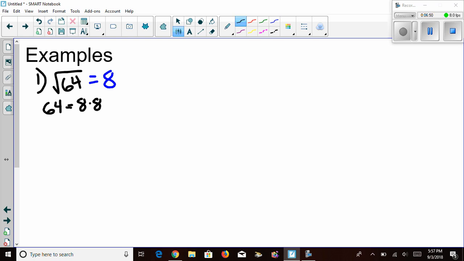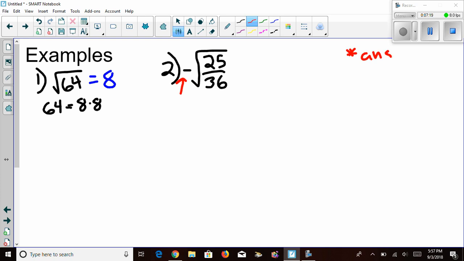Let's look at another type of example. You could be asked, what is the negative square root of 25 over 36? First part I want you to look at is this negative in front. Whenever the negative is outside of the radical, it means my answer is negative. It's an automatic thing. If it's negative on the outside, my answer is negative.